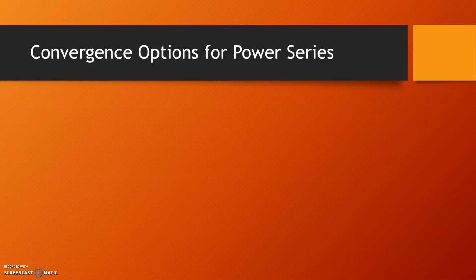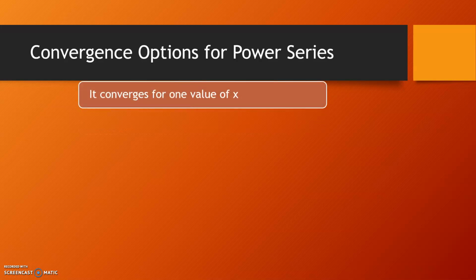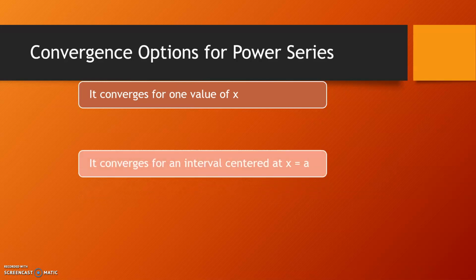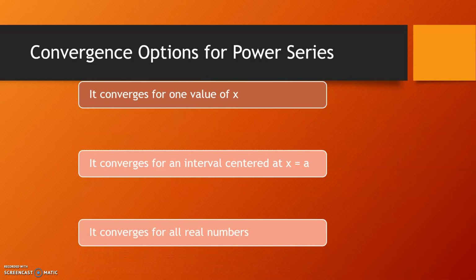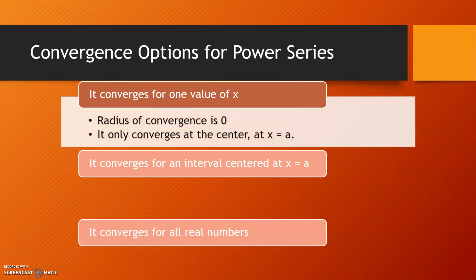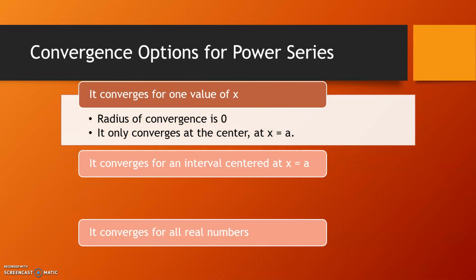All right. So if you have a power series, there are three options for convergence. The first option is that it converges for only one value of x. Remember, we're going to use all of our convergence tests here. The other option is that your power series converges for some interval centered at x equals a. And the third option is that your power series converges for every single x. If your power series converges for one value of x, that value of x is the center, x equals a, and your radius of convergence is 0.